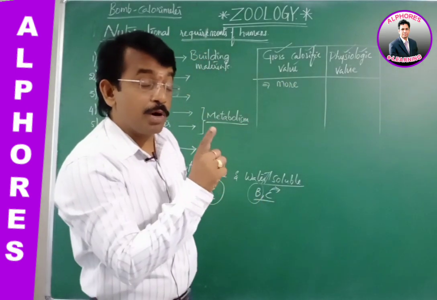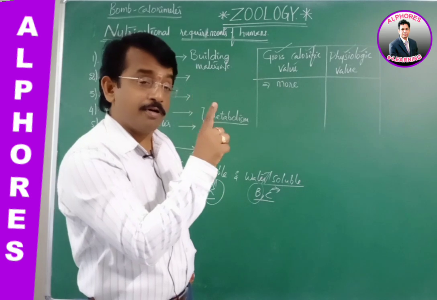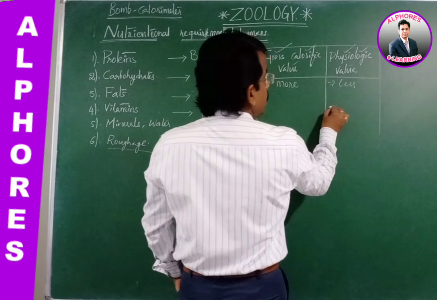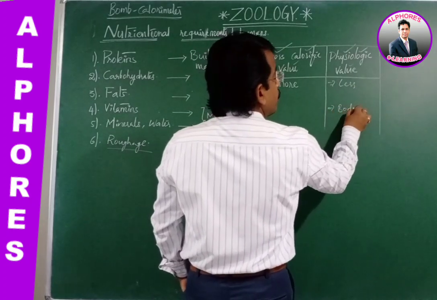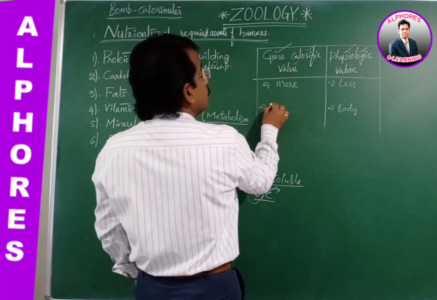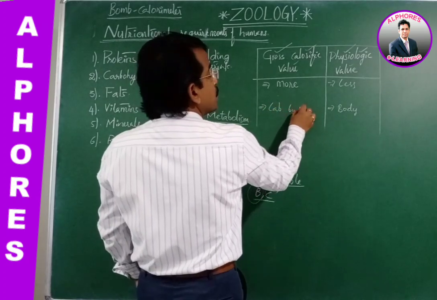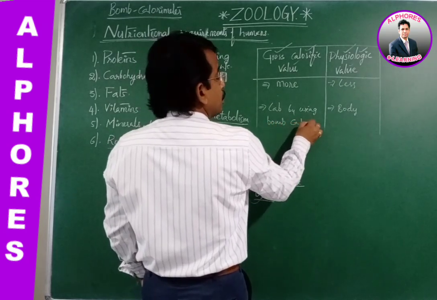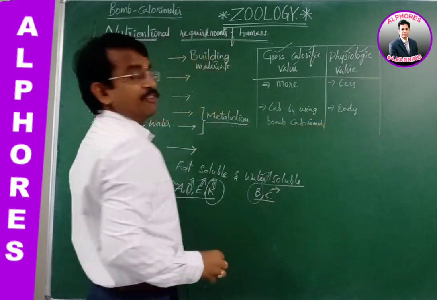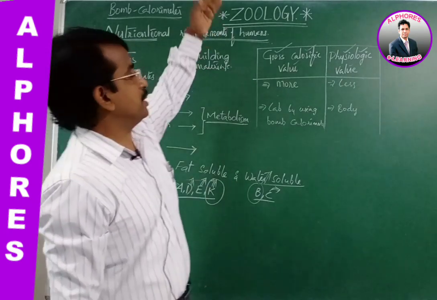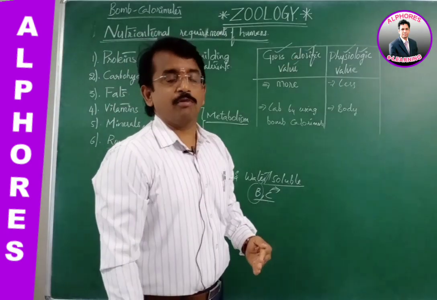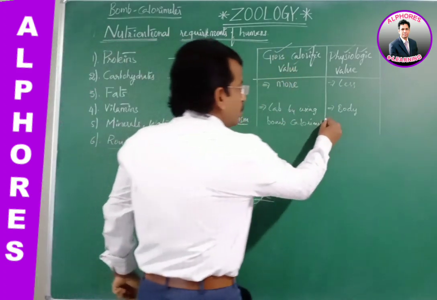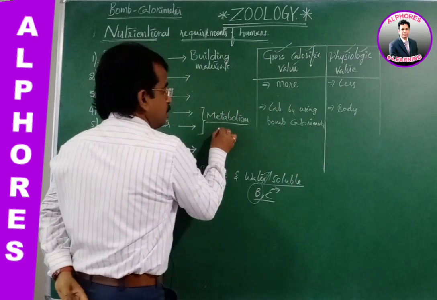That is, for every 1 gram of carbohydrates, 1 gram of fat and protein, it is less in the body, whereas this is in the lab using a bomb calorimeter. This is the difference between the gross calorific value and the physiologic value. The physiologic value of, let's see the chart.